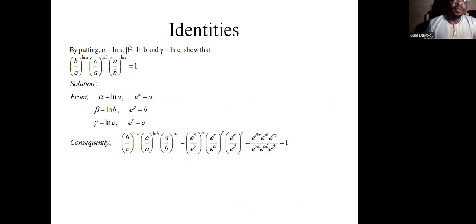Identities. Now put alpha to be ln A, beta to be ln B, gamma to be ln C, and show that this is equal to 1. Now, solution. If alpha is equal to ln A, then e raised to power alpha is equal to A. Same thing for beta and gamma.